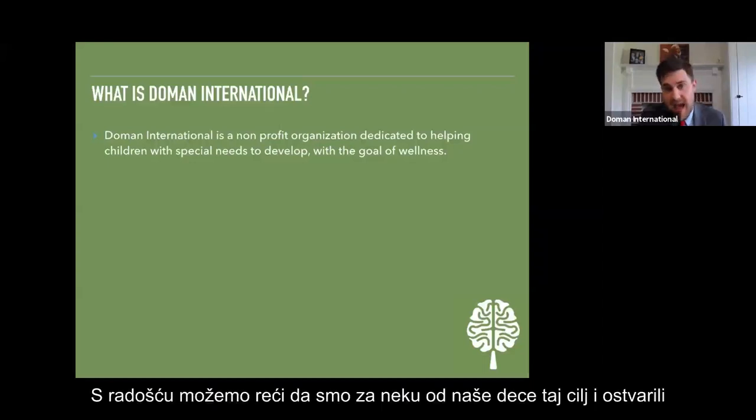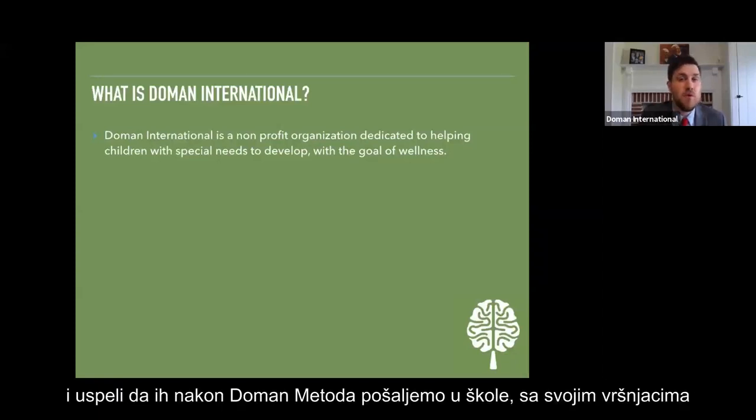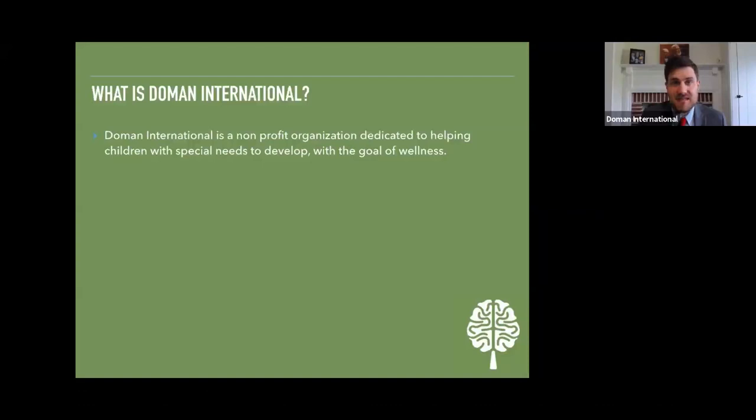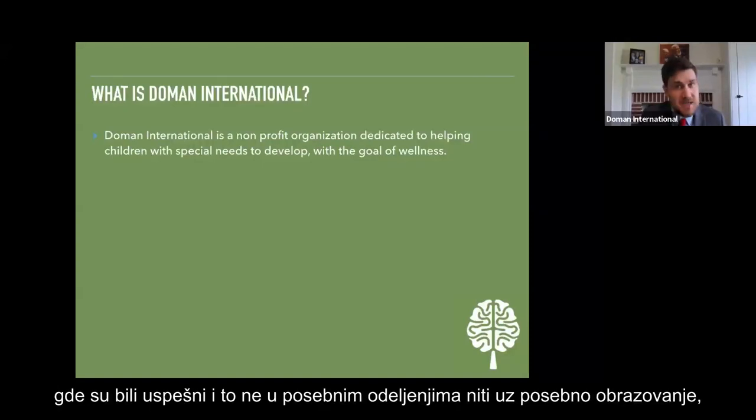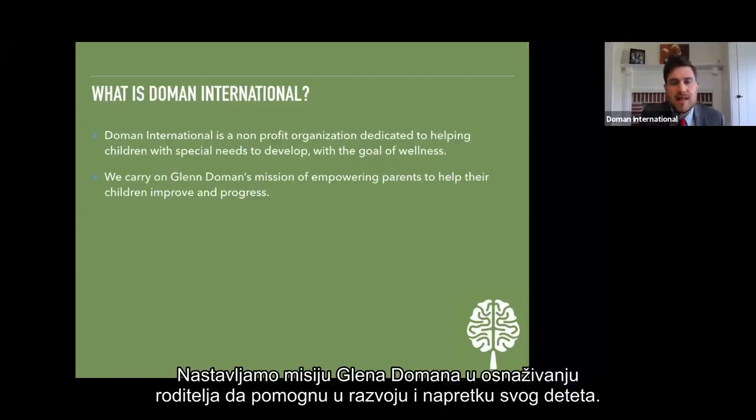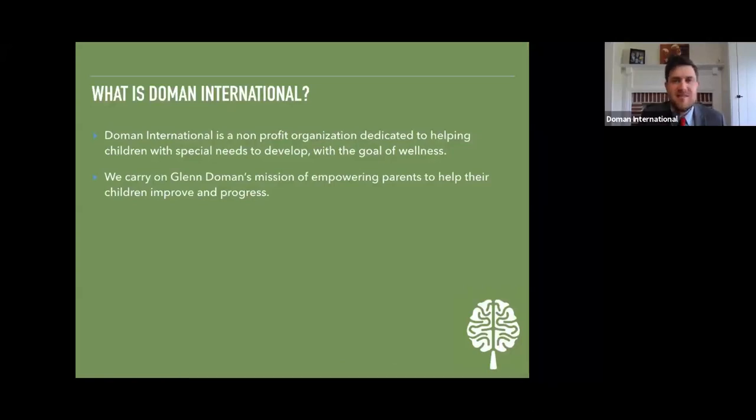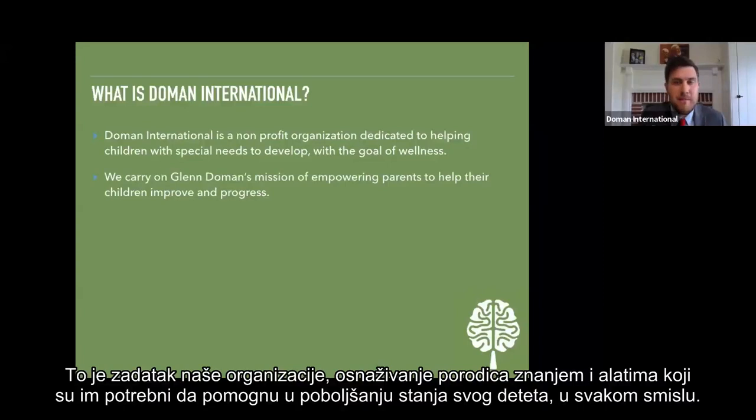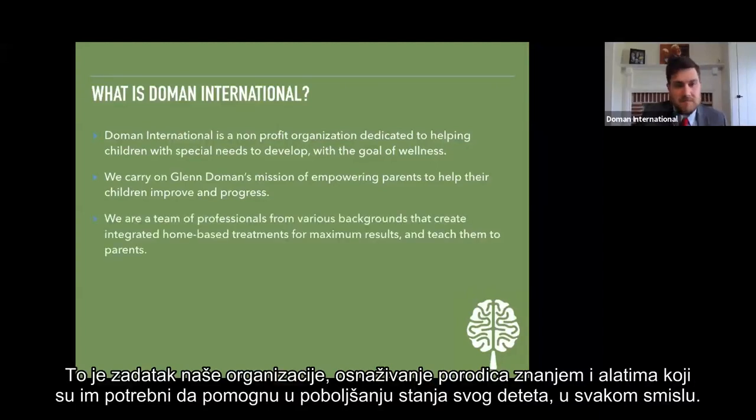We are very happy to say that for some of our children, we achieve that goal and we are able to graduate them from the Doman method and send them on to school with their peers, and they succeed with their peers in school, not in special classes, not in special education, but in school with everyone else. That's our goal. We carry on Glenn Doman's mission of empowering parents to help their children improve and progress. That's what we're really about as an organization. We're about empowering the families of kids with the knowledge and the tools that they need to help their children get better in every possible way.